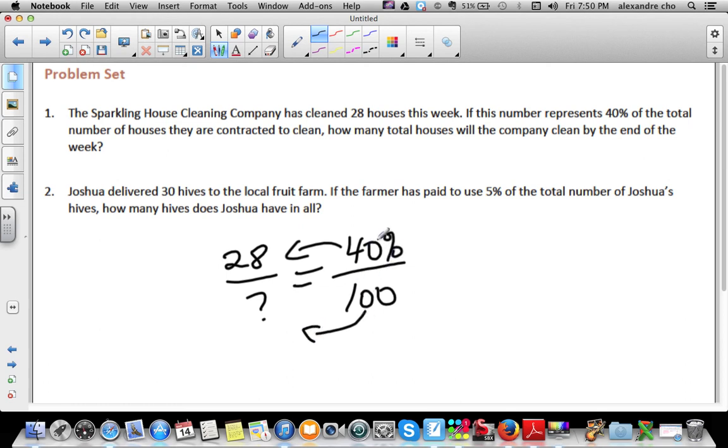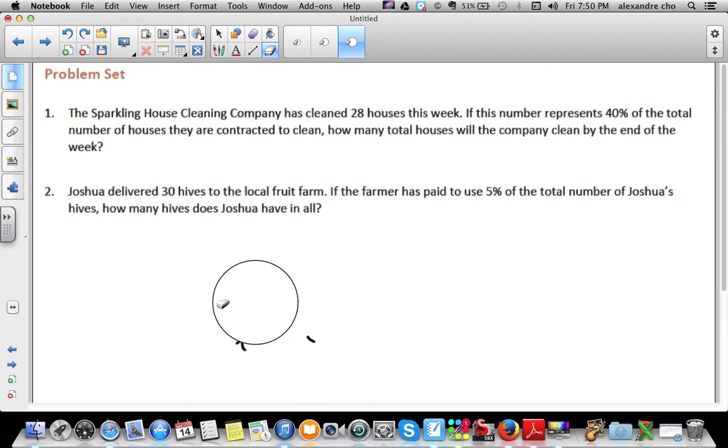As it is, no clear relationship, but if you do it like this, instead of 40 over 100, you can use 4 out of 10. Divide top and bottom by 10, you get 4 over 10. You can simplify it even more, but let's just use 4 over 10. So 4 to 28 is times 7, and 10 would be times 7, giving you 70. Okay, so that particular company cleaned 28 houses out of 70.